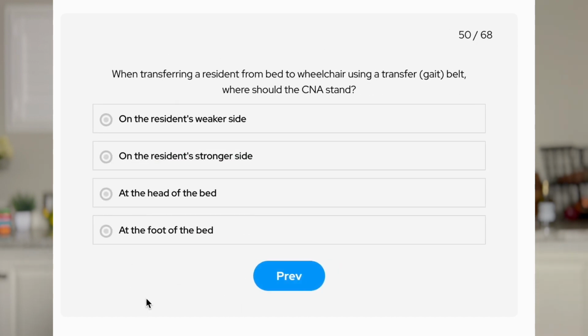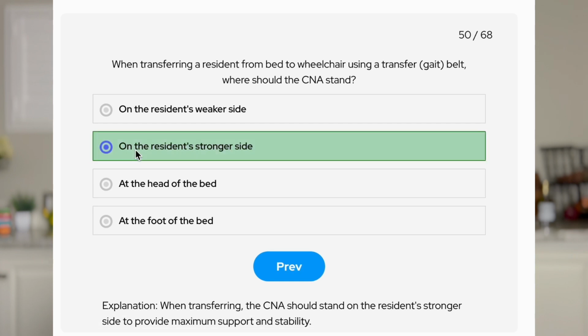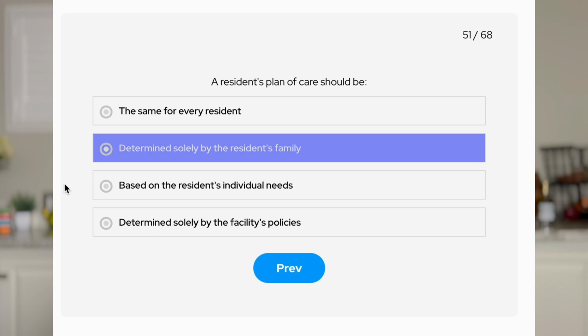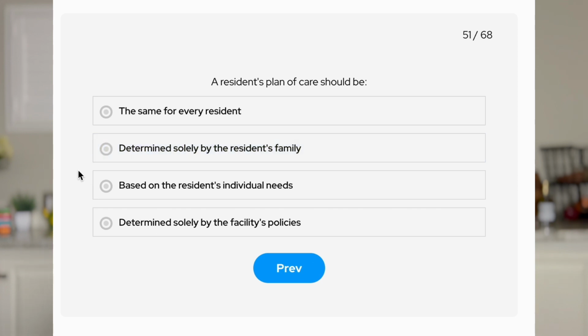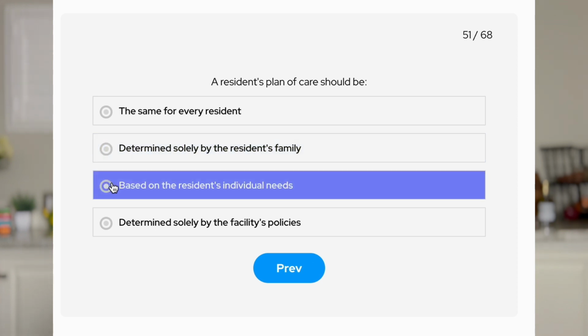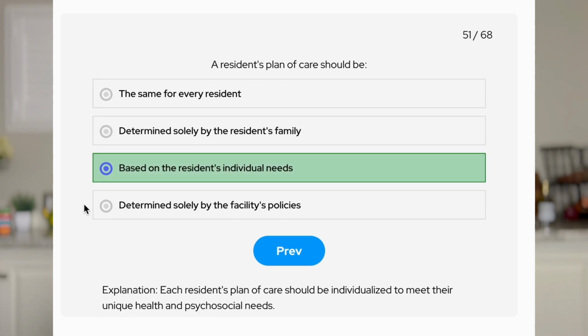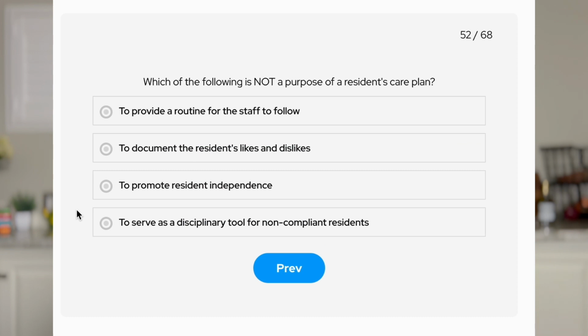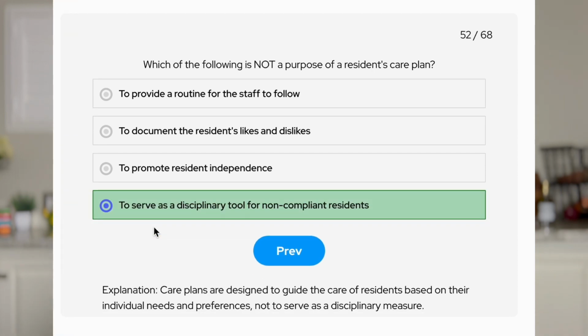When transferring a resident from bed to wheelchair using a transfer gait belt, where should the CNA stand? On the resident's stronger side. A resident's plan of care should be based on the resident's individual needs. Which of the following is not a purpose of the resident's care plan? To serve as a disciplinary tool for non-compliant residents.